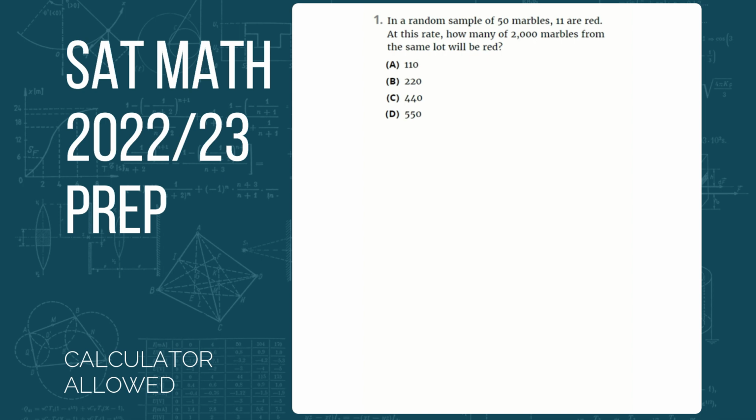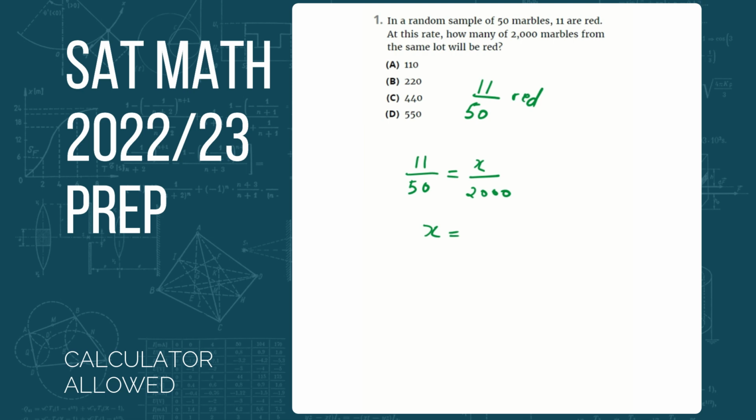In a random sample of 50 marbles, 11 are red. Let's write that ratio down. 11 out of 50 marbles are red. At this rate, how many of 2,000 marbles from the same lot will be red? So let's write this out. 11 over 50 should be equal to an x number, which is the red, over 2,000.